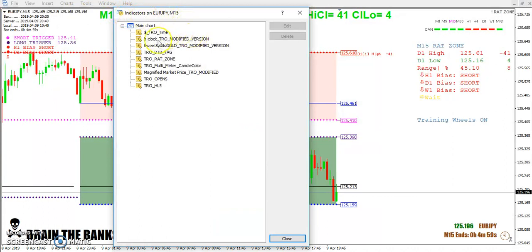Oh, and one other indicator, the dollar TRO time, that's in the TRO build 1000 zip file, or you can find it in the mother load. It'll have the bar time, the server time, the local time, and bar ends. One trader kept saying he set it to 9 o'clock, but it was showing 2 o'clock or something. I said, well, you're setting it to your local time. You've got to set it to your server time, because that's what the indicator works off of.